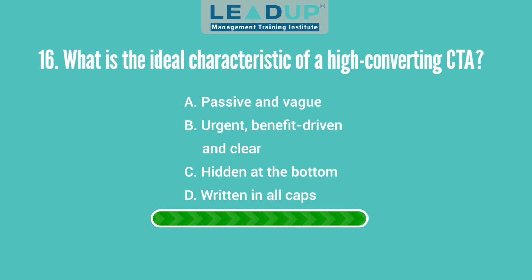Question 16. What is the ideal characteristic of a high-converting CTA? A. Passive and vague. B. Urgent, benefit-driven and clear. C. Hidden at the bottom. And D. Written in all caps. The answer is urgent, benefit-driven and clear.